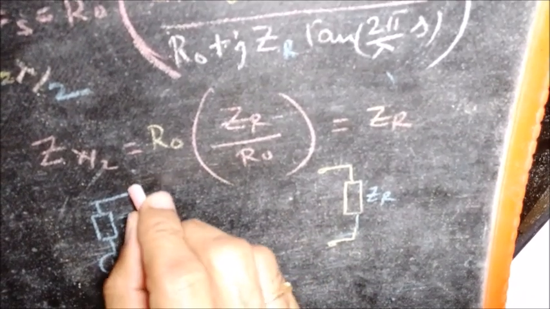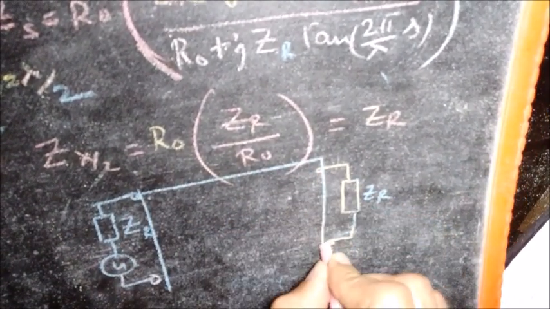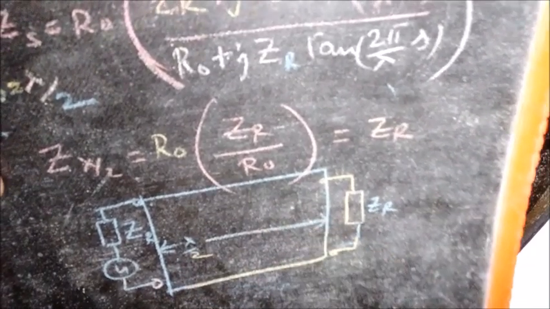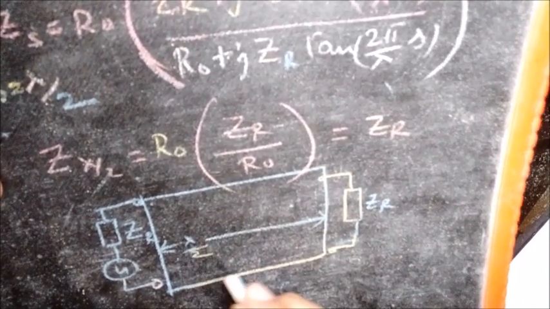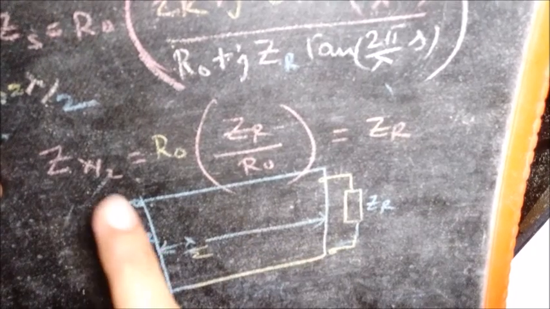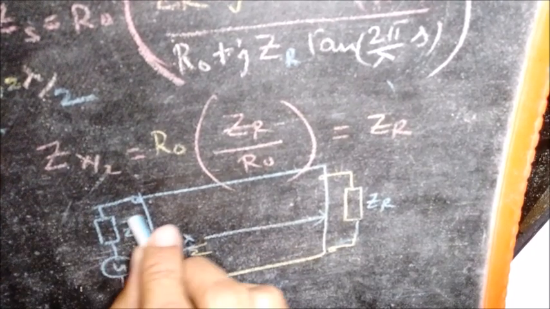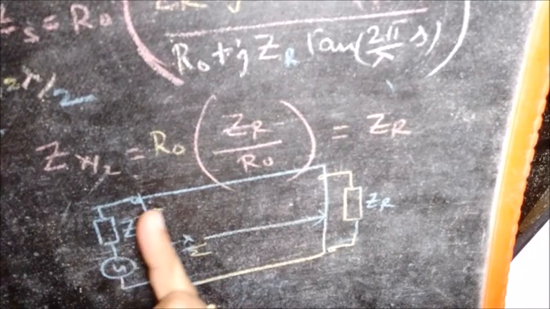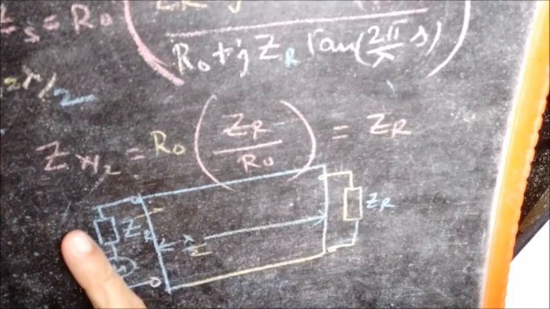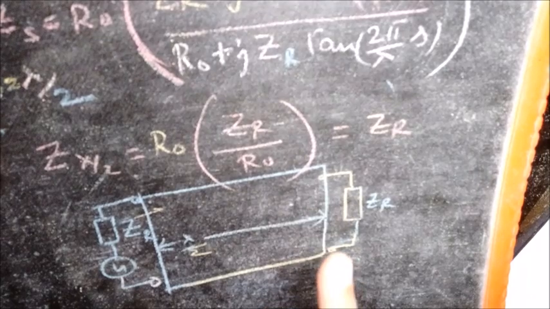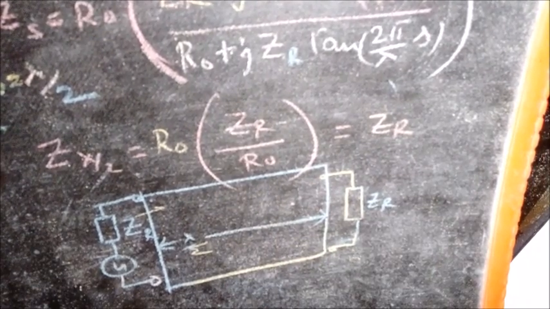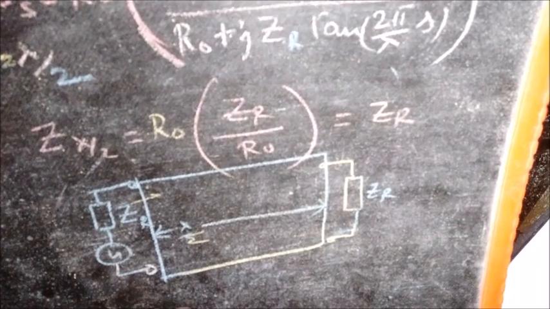And in such cases, you can use a lambda by 2 transmission line here. And as seen here, its input impedance will be now exactly equal to ZR. So there will be a perfect match here, and hence there will be a maximum transfer of power. There will be no reflection, in other words. So this is the application of a lambda by 2 line.